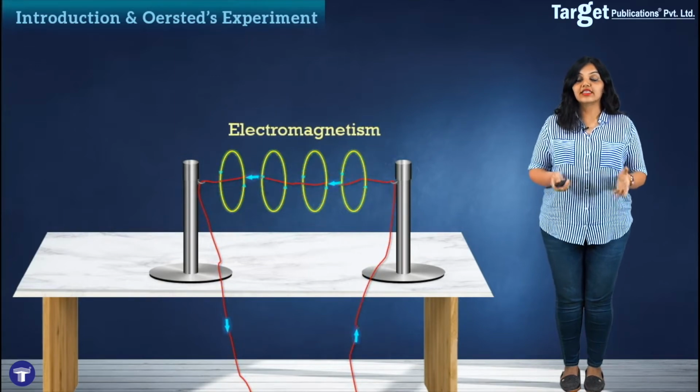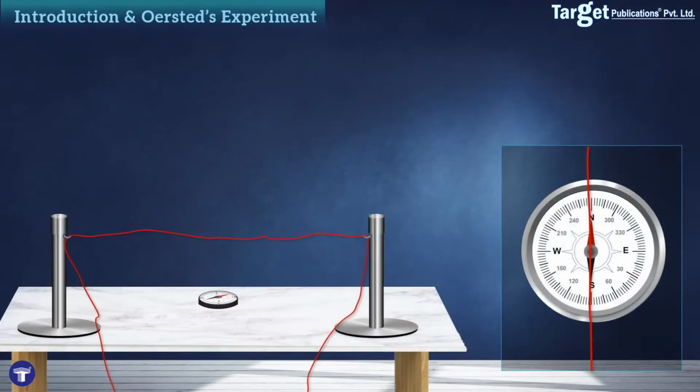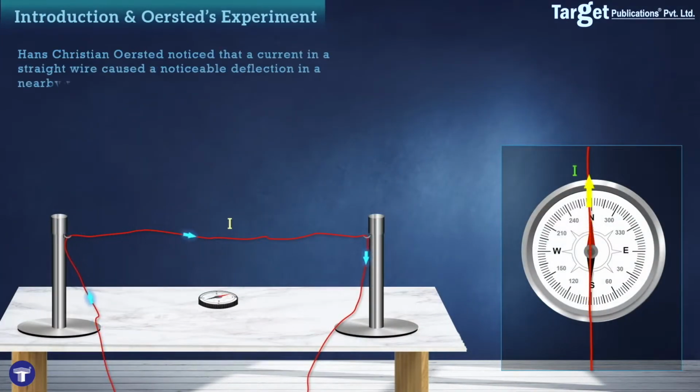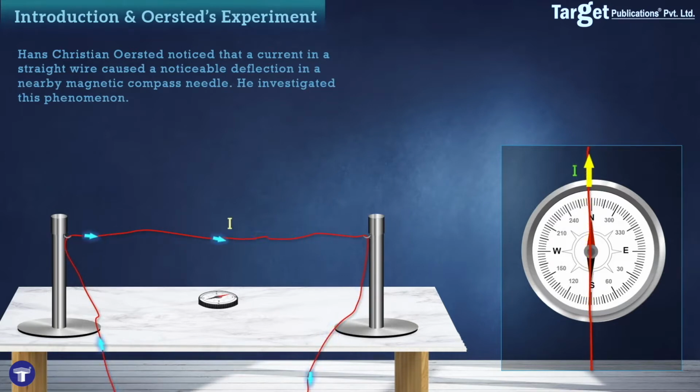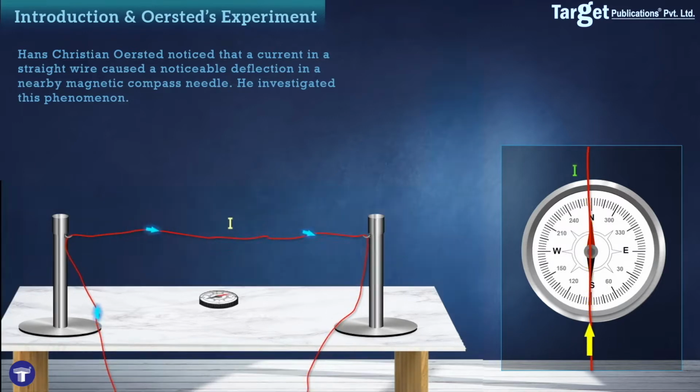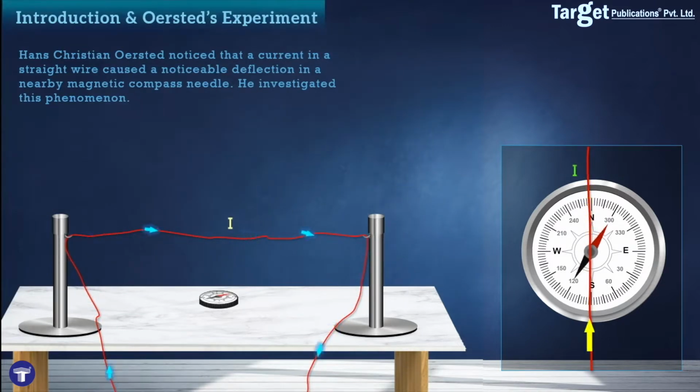So what exactly did Oersted do? Basically, he was preparing for a lecture, and on his lecture table there was a straight current carrying wire. And next to that wire was placed a magnetic needle. And he saw that this current in the wire is noticeably deflecting the needle in the compass. Deflecting the needle means that because of the current in the wire, the direction of the needle was changing. And then he realized, why is this happening? He started asking himself this question, and then he started to study this phenomenon.